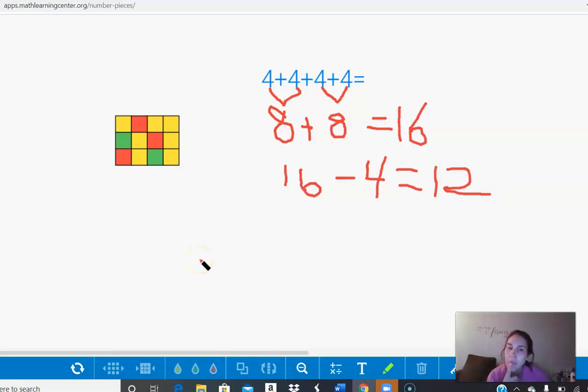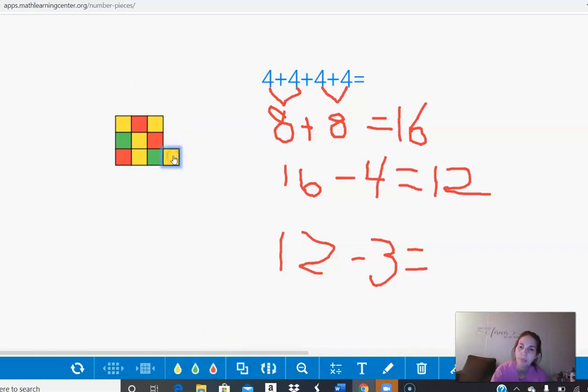What if we took away one column? What if we took away one column from this group of 12 that we have? What would our answer be? So now you would be thinking 12 minus how many? One column would be 3. I'm going to delete our column. How many are we left with? We are left with 9.